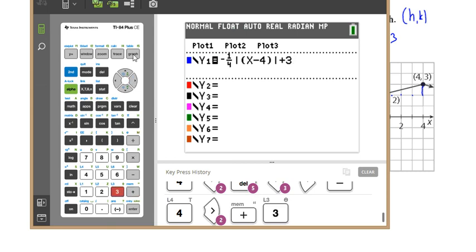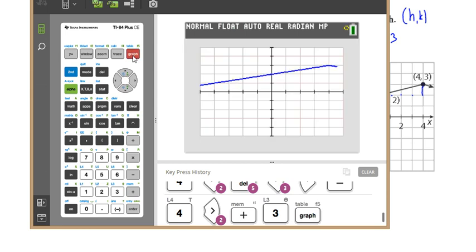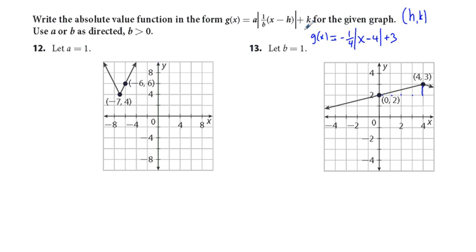We should see the same thing, I hope. See, we see it right here. We got a y-intercept of 2. We got 4, 3 up here. So this checks out. So this right here is going to be our answer for problem number 13.